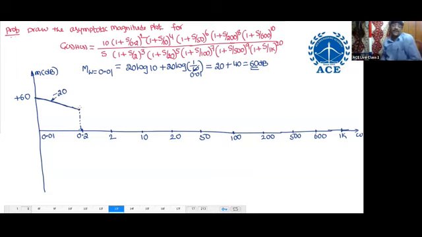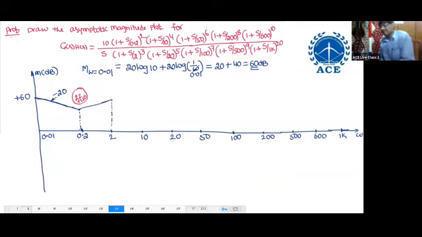Next at 0.2, what is there? Two poles or two zeros? Two zeros means plus 40. Plus 40 minus 20 becomes plus 20. Draw a line with plus 20 up to where? Up to 2.